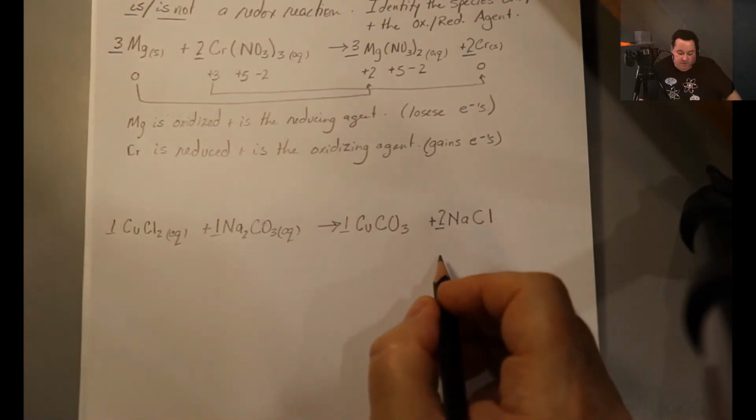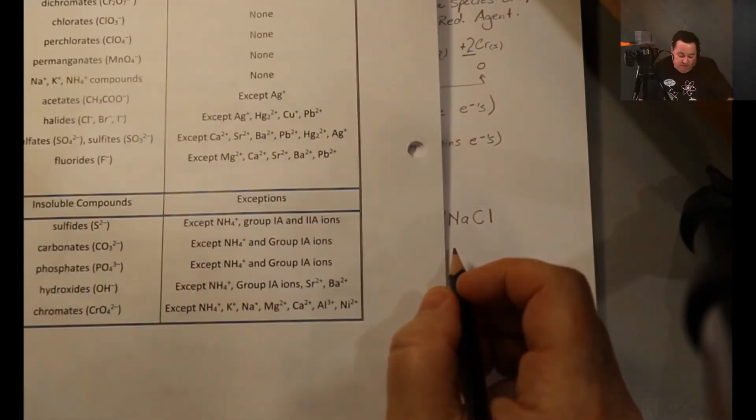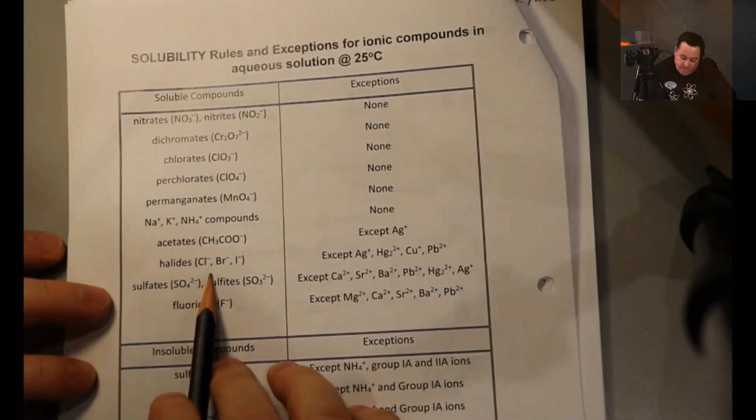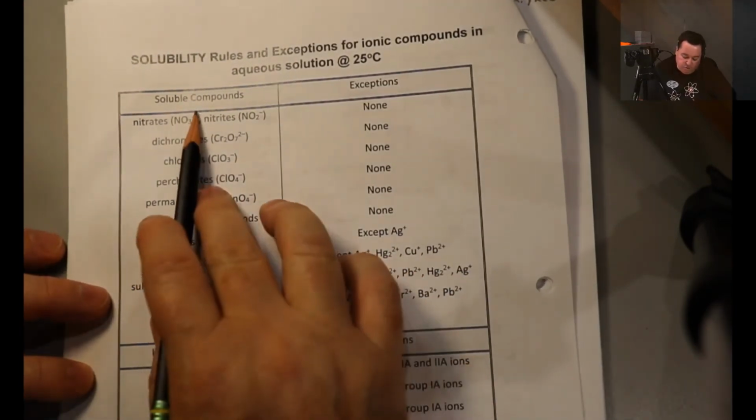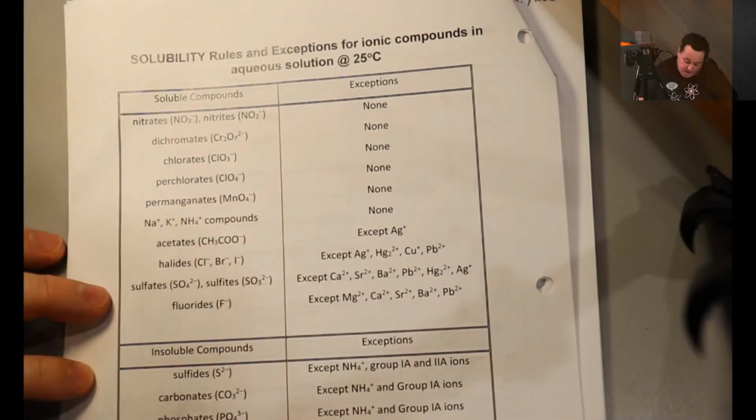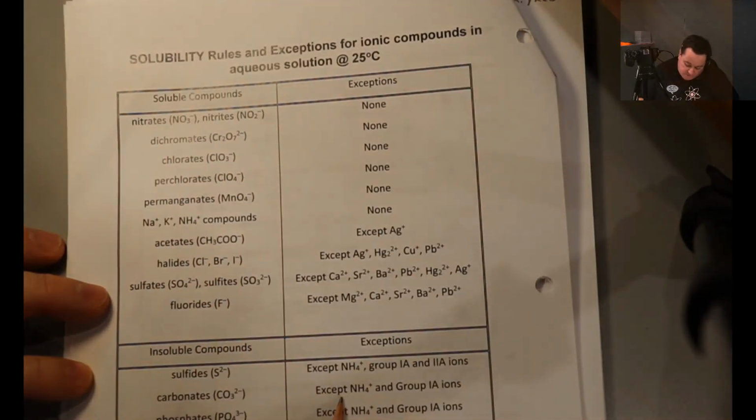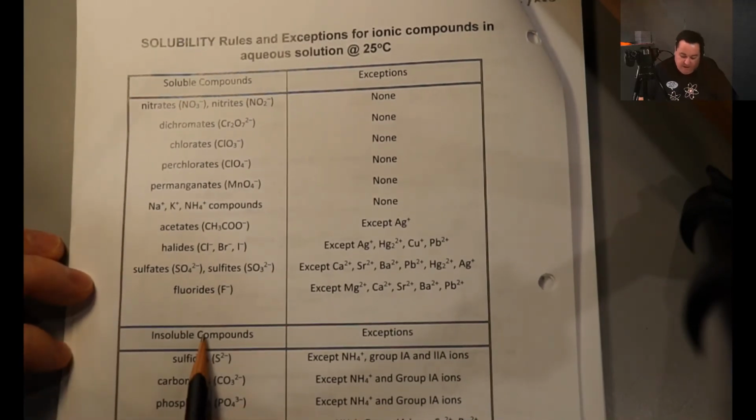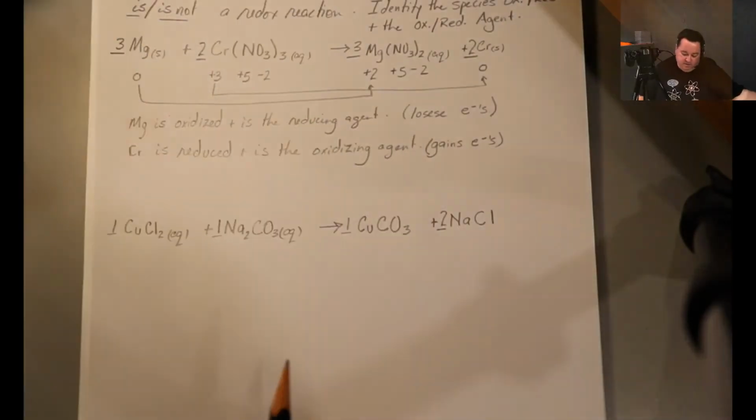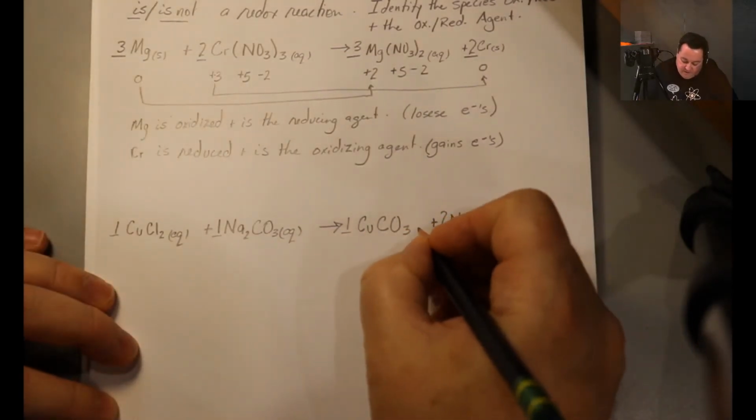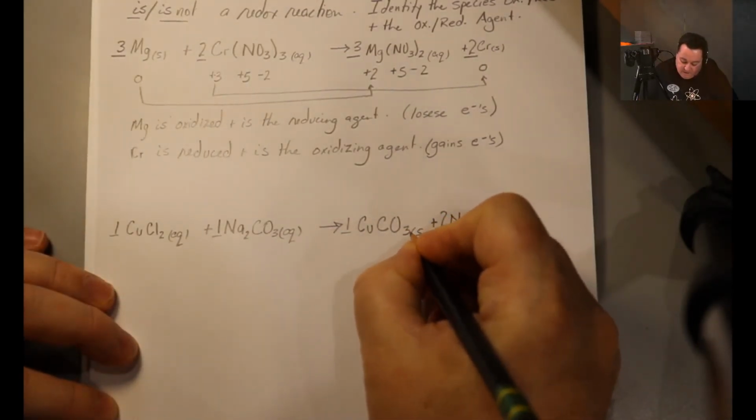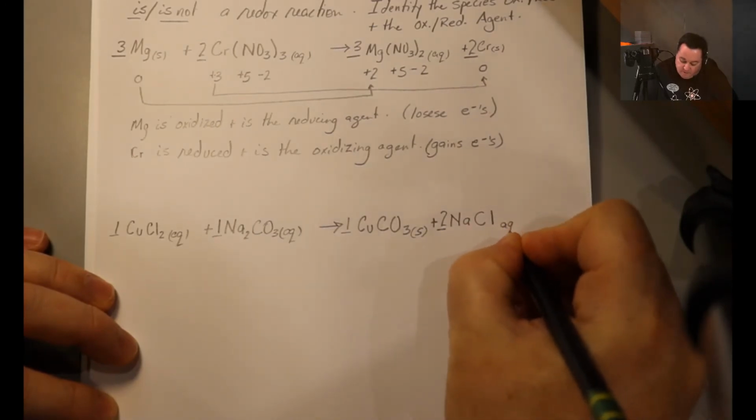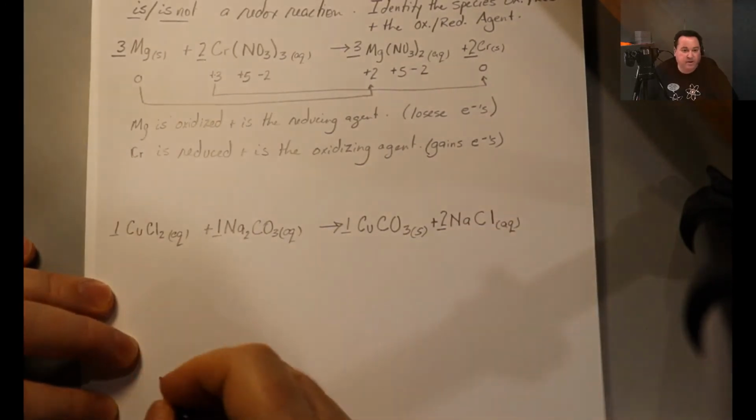Now I need to use my solubility rules. I know that chlorides are usually soluble compounds. Sodium is not an exception, so this is soluble. And that carbonates are only soluble with group 1 and ammonium, and otherwise most carbonates are insoluble. So because my carbonate is in the insoluble section and not an exception, I write (s) for solid. And because chlorides are soluble, I write (aq) up here.